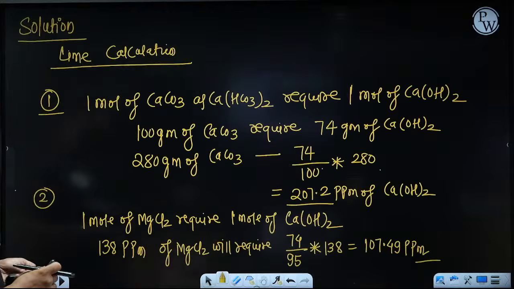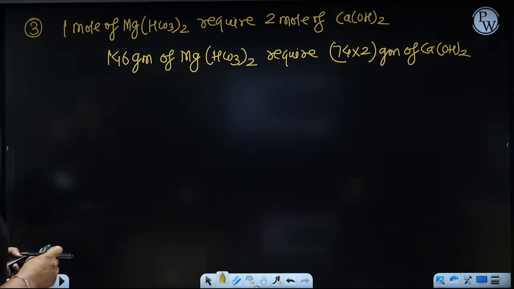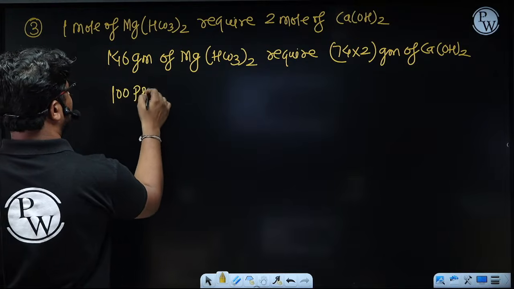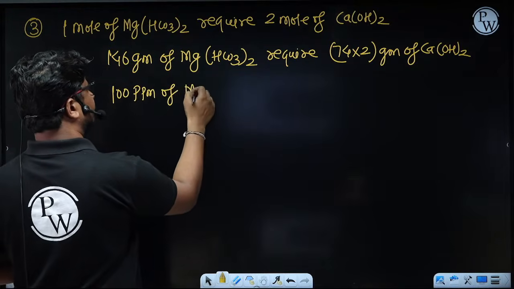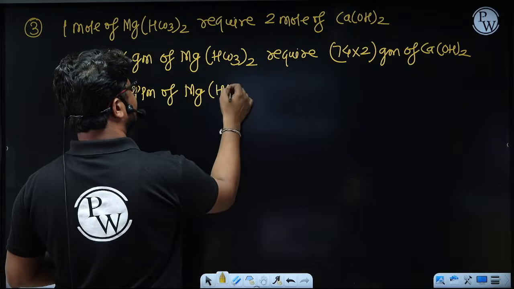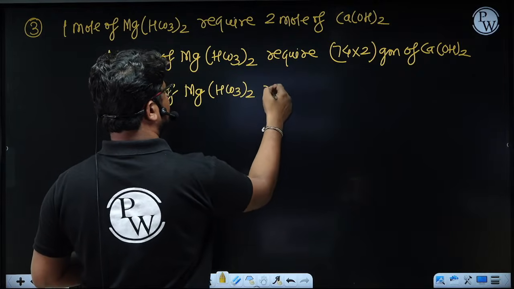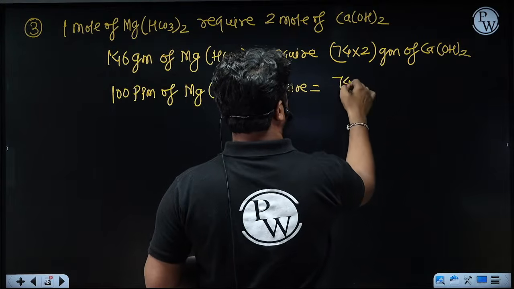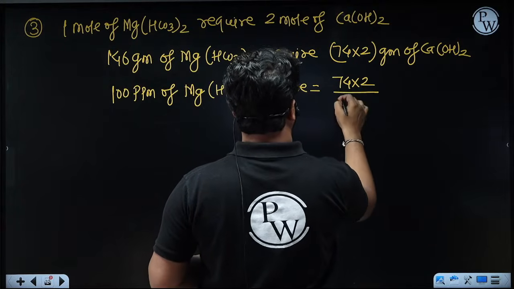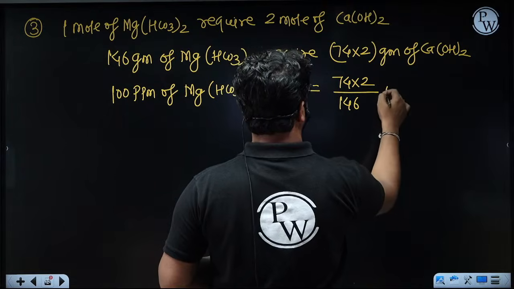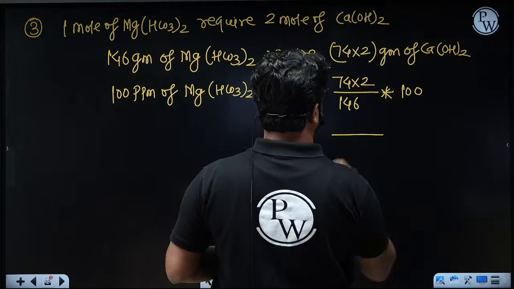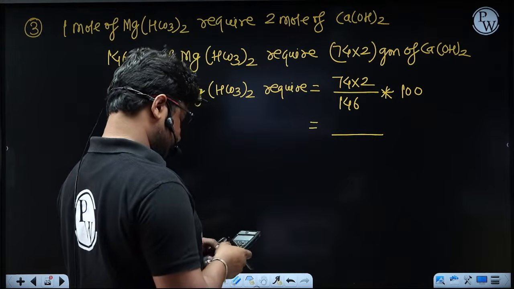Currently, how much Mg(HCO3)2 is given to you? 100 ppm. So 100 ppm of Mg(HCO3)2 will require 74 into 2 divided by 146 into 100. How much are you getting for this?